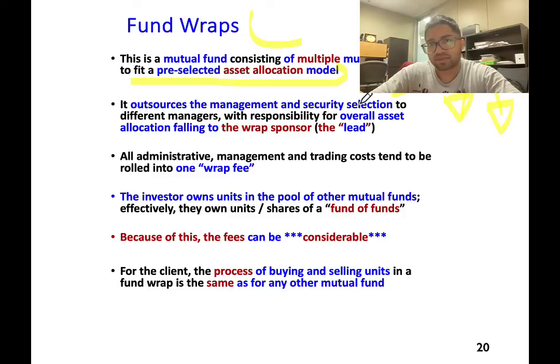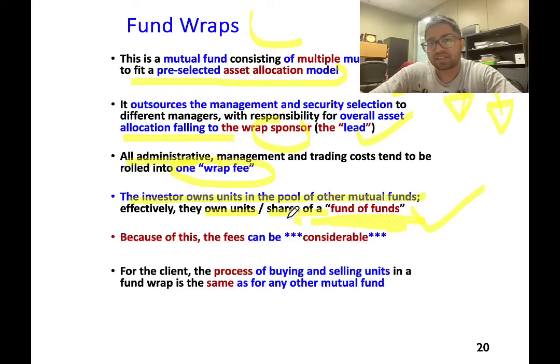It outsources the management and security selection to different managers, with responsibility of overall asset allocation falling to the wrapper sponsor, that is the lead mutual fund. All administrative, management and trading costs tend to be rolled into one wrap fee, right? So all the fees are added and you just pay one wrap fee. Investors own units in a pool of other mutual funds. So effectively they own units and shares of a fund of funds. This is also called a fund of funds, important for the exam.